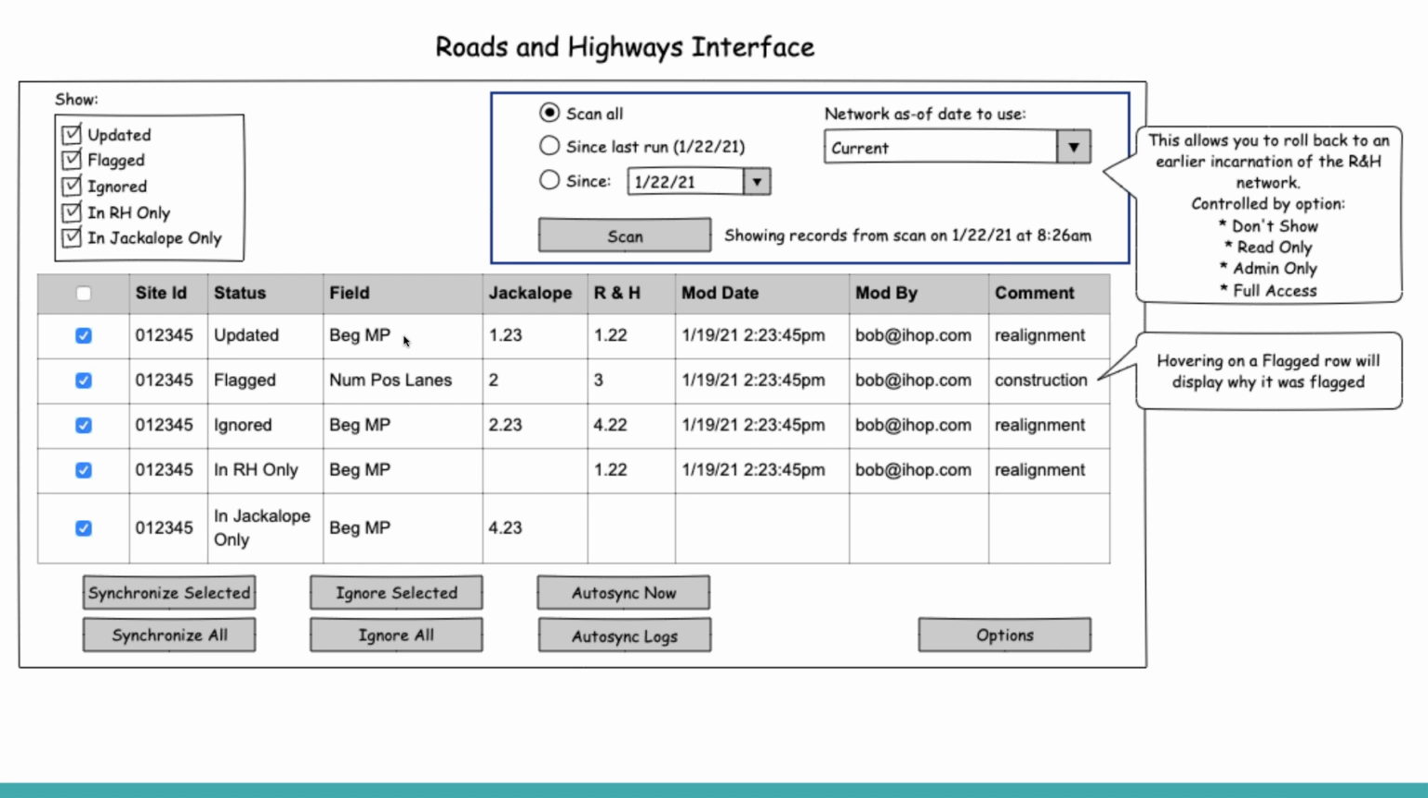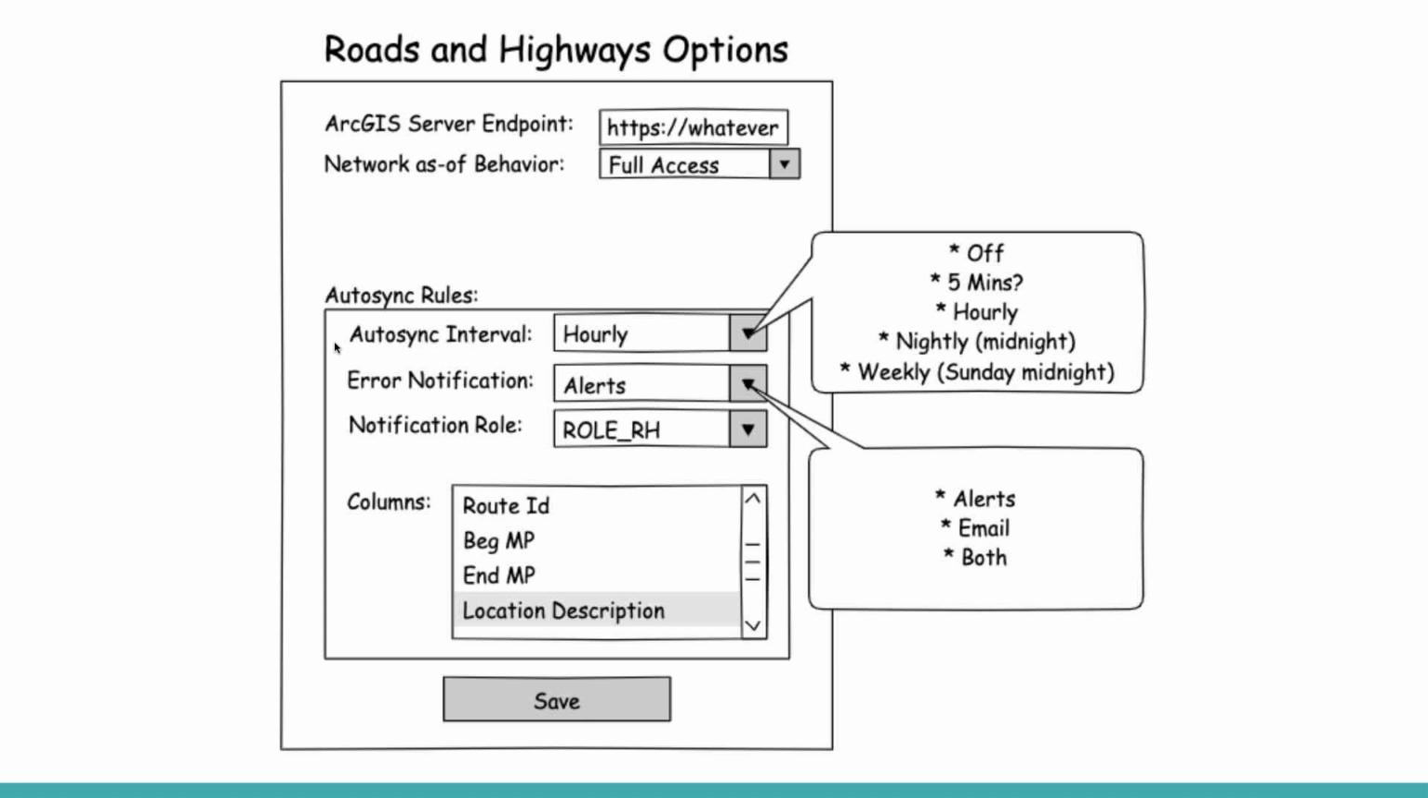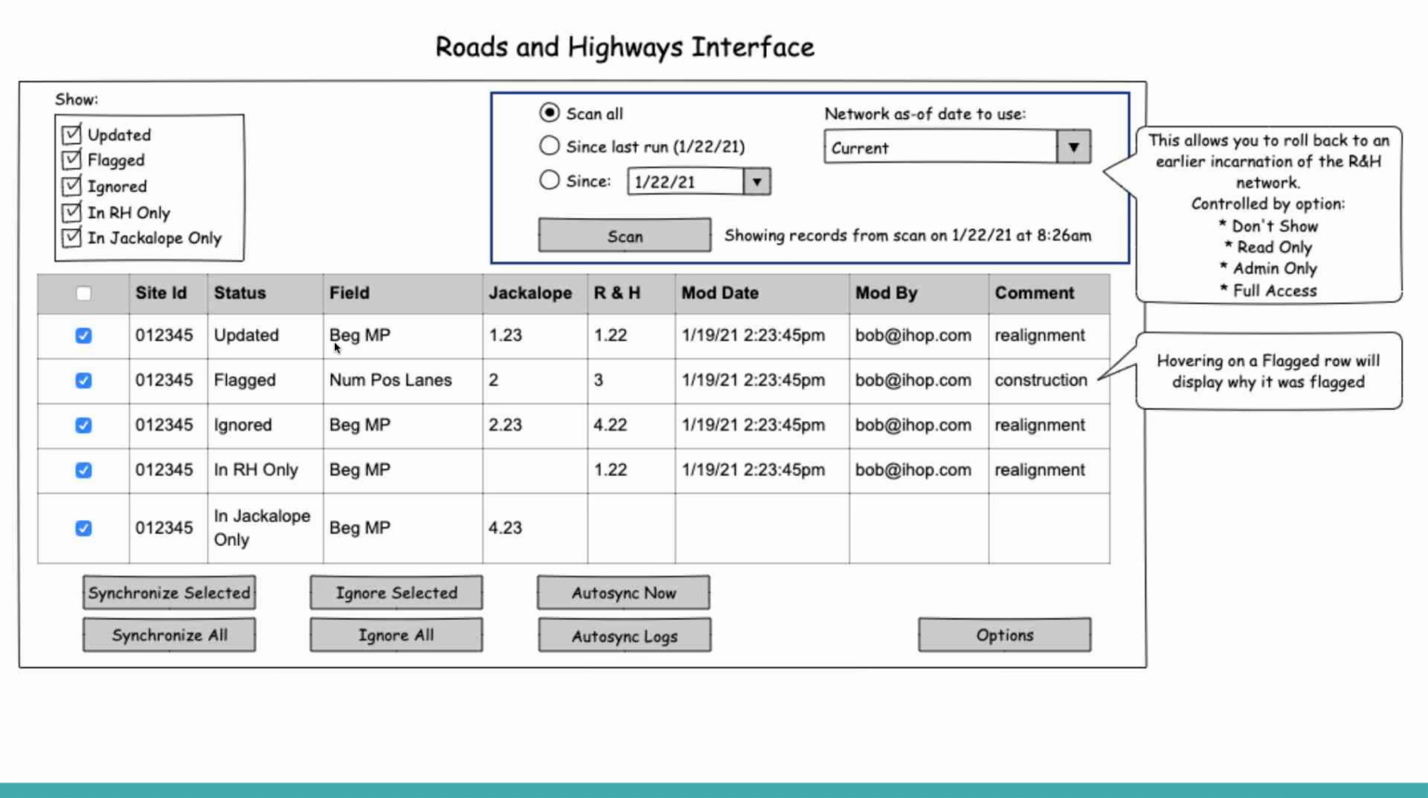And then there's these two last statuses, which are kind of the orphan statuses. Something exists in Jackalope that doesn't exist in roads and highways, and vice versa. And so, yeah, that's just what this looks like here. So how do you deal with this stuff? And that's what the checkboxes and these things are.